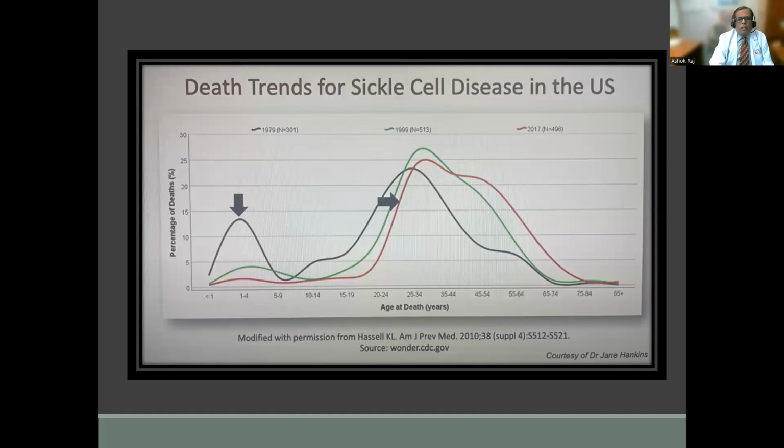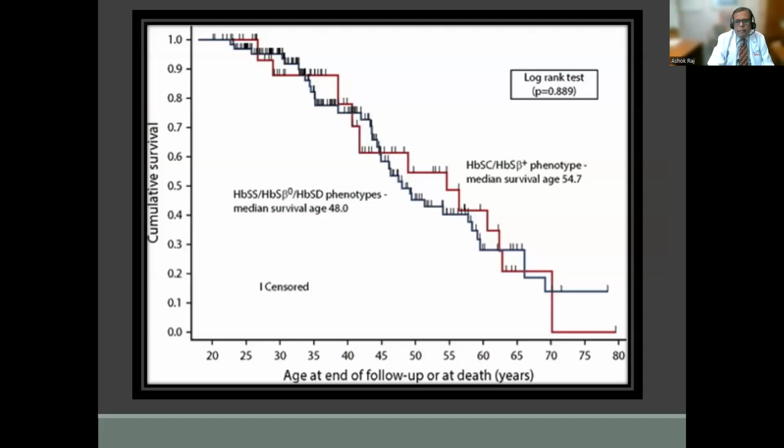So this is another trend, as you can see that in the 70s, which is shown in gray, the 90s, which is shown in green, and the 2000s, which is shown in red, you're seeing the curve moving to the right, and you can see the pediatric mortality curves flattening, which is really a good sign, at least as far as pediatrics is concerned, and some improvement for adult sickle cell disease.